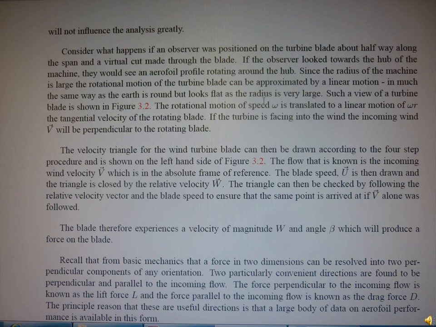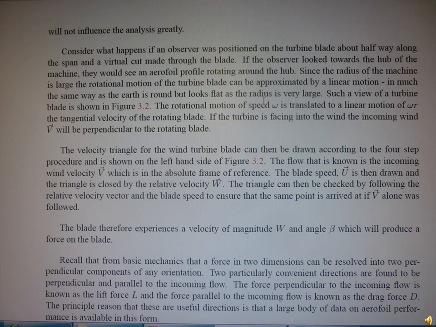The rotational motion of the blade with angular speed omega is translated to the linear motion omega R, the tangential velocity of the rotating blade. If the machine is facing into the wind, the incoming wind V will be perpendicular to the rotating blade. The velocity triangle for the wind turbine blade can then be drawn following a four-step procedure and is shown on the left-hand side of the figure.